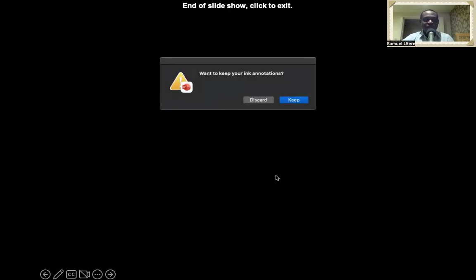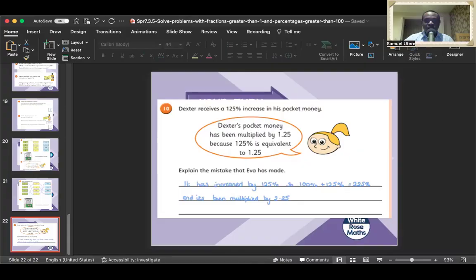That brings us to the end of our lesson. So what have we learned so far? We have learned that for working with a percentage greater than 100, always remember, for example, if you're asked to find 125% of, let's say, 60, a very quick way to think about it is you already have 60 as the 100. Then what you need to do is to work out 25% of the 60 and add it to 60.